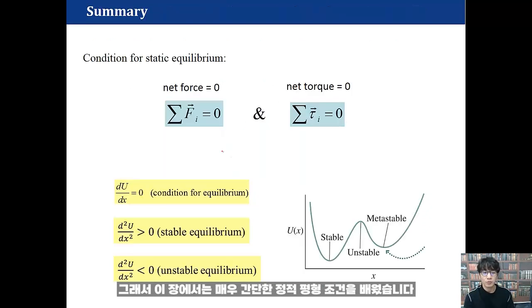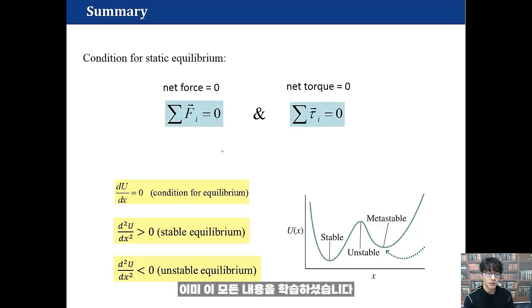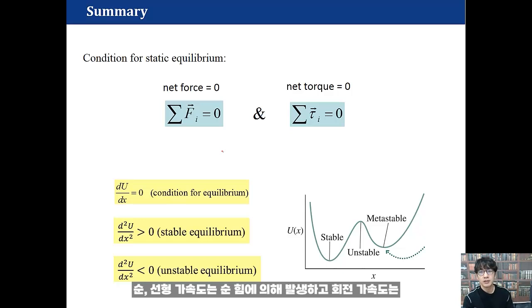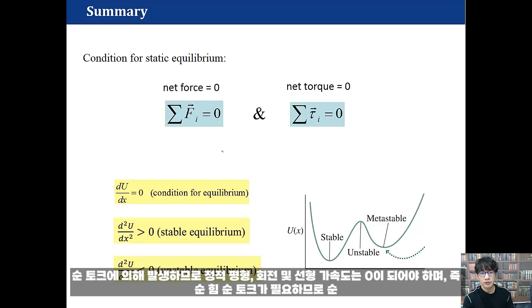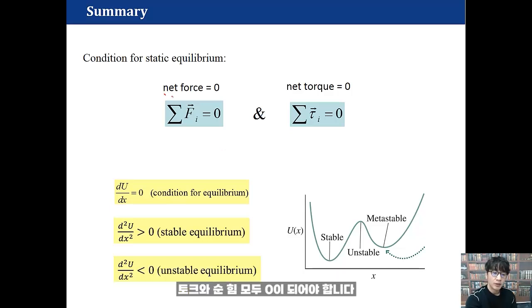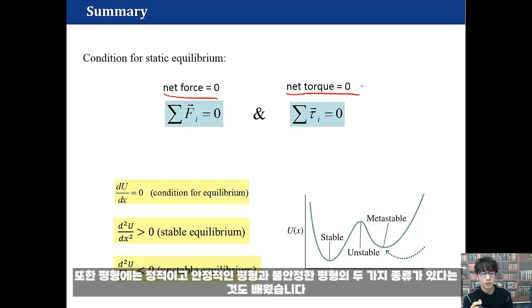Okay, so we learned the condition for static equilibrium in this chapter, which is very simple. You've already learned all this stuff. Because net linear acceleration is caused by net force, and rotational acceleration is caused by net torque. For static equilibrium, rotational and linear acceleration should be zero, meaning both net torque and net force should be zero. And we also learned there are two kinds of equilibrium: stable equilibrium and unstable equilibrium.